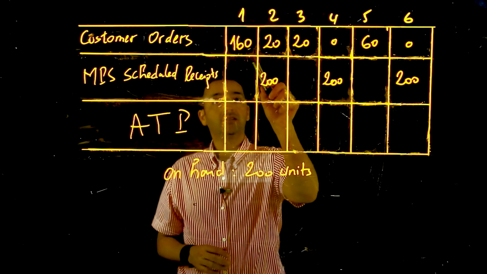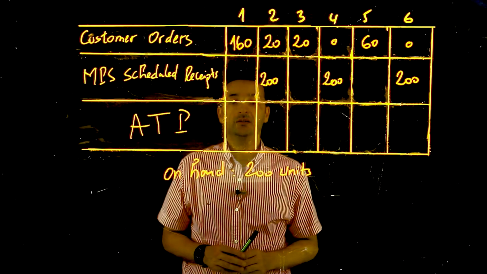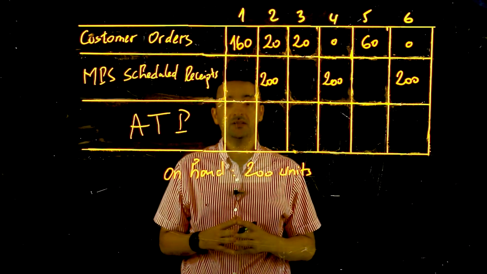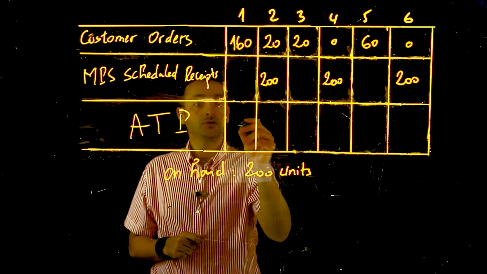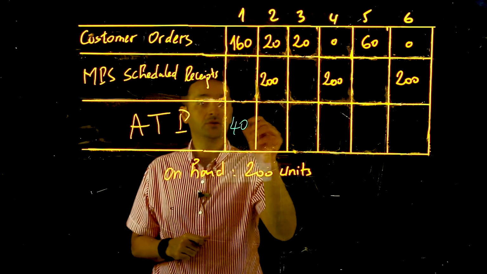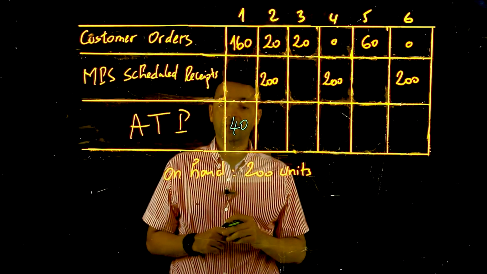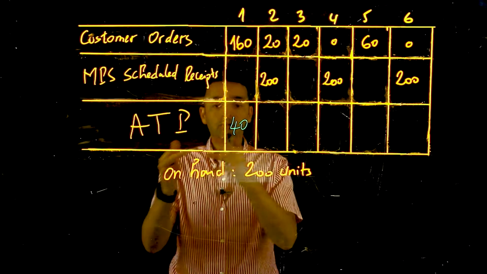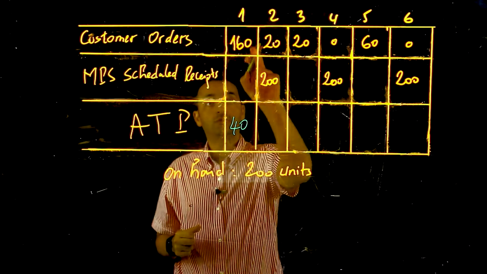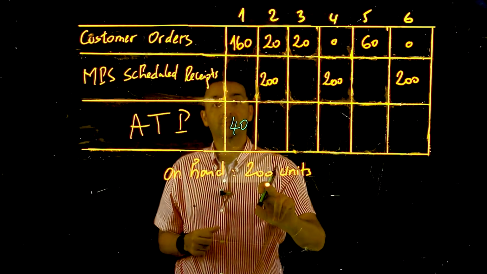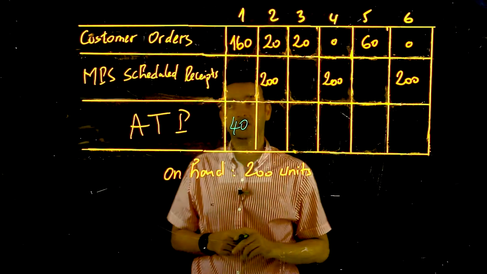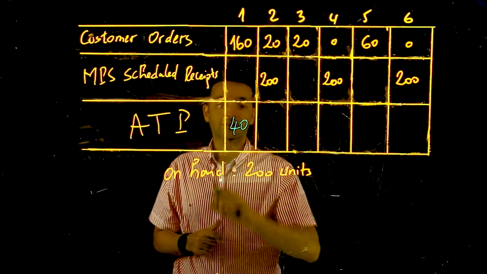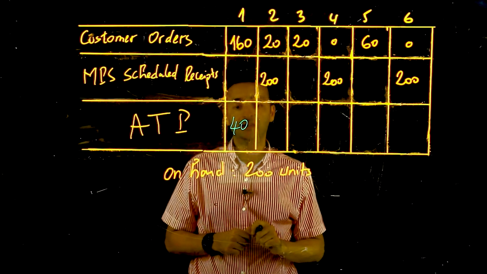The customer orders are 160 units. So we have 40 units that can be available to promise. The difference between these values, 200 units, which is on hand, minus 160 customer orders, the available to promise is 40 units.